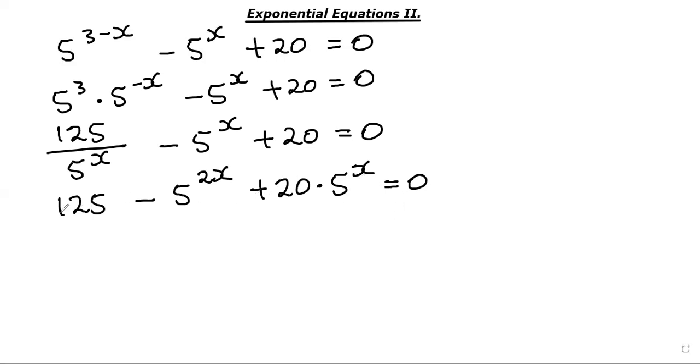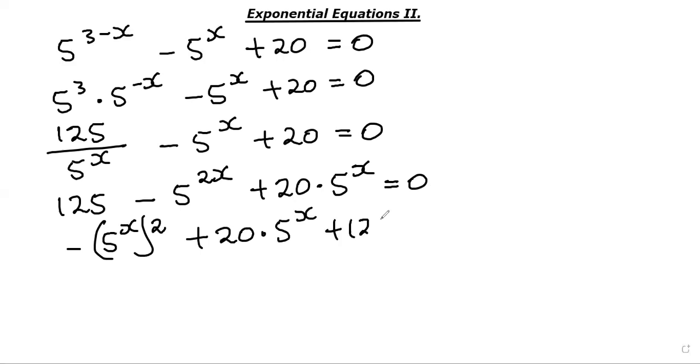Then you want to write this in standard form. So you start with the one with the highest exponent. So it's negative 5 to the 2x. But I want to write it as a quadratic equation. So I say it's 5 to the x, which is squared. And then I have 20 times 5 to the x plus 125. And this is equal to 0.